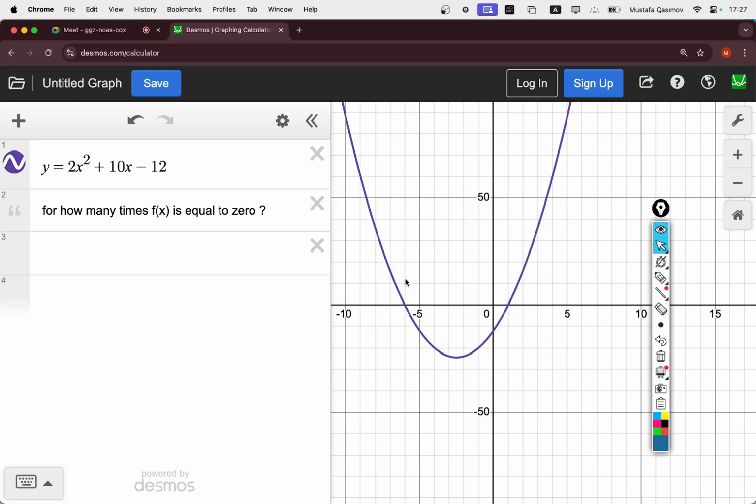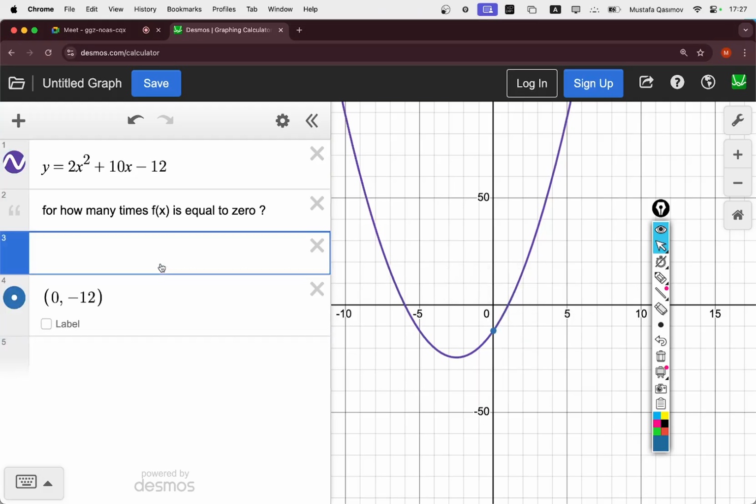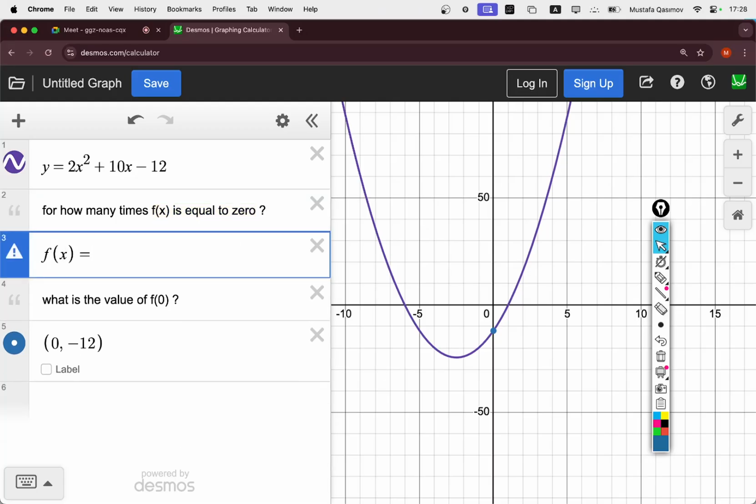I think 1. Okay, one. Which point? This one, this one, this one, or this one? 0. Yeah, 0, 12, 1. Let's look at that one. If I am asking what's the value of f of 0, then it will be that one. So it is not the correct answer. F of x is equal to 0 means like that. I am helping you. So how many points? What's the answer?